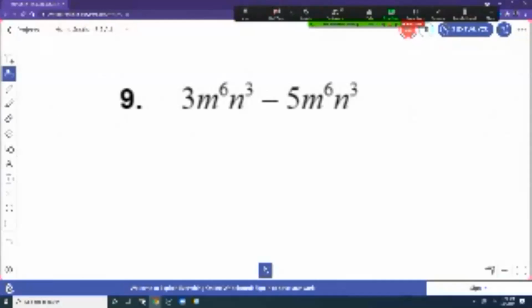You're going to subtract. So what is 3 minus 5? Negative 2. So you're going to write negative 2, and then you have m to the 6th power n cubed. That's it. Okay. That's number 9.